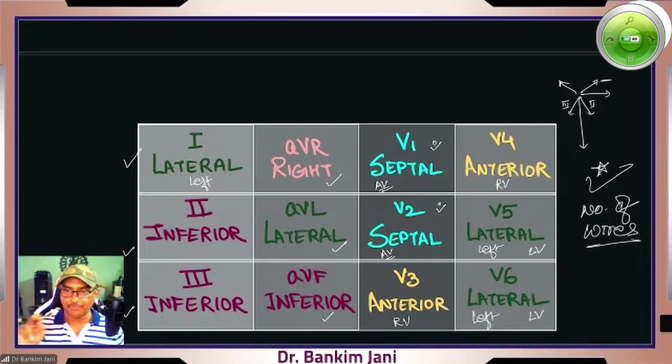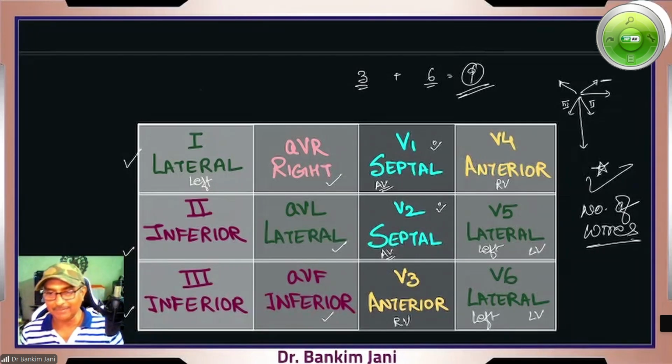V1, V2, V3, V4, V5, V6, right? 6 wires. And 3 are for limb. Right, that's right. So the total will be 9.